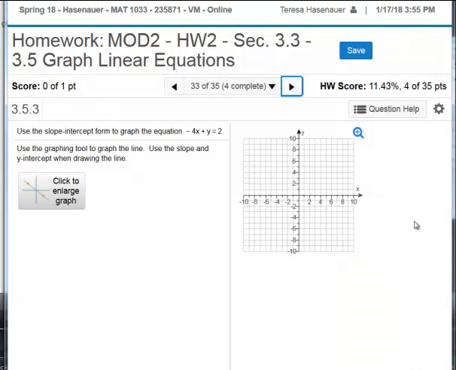Next, I'm going to problem 33. Notice in the directions, it specifies use the slope-intercept form to graph the equation. So it's expecting you to use the y-intercept and then to count and find your second point. It will watch for those points. If you use different points, even though it's the same line, it will mark it wrong. So we'll go off of here for just a moment and do the math.